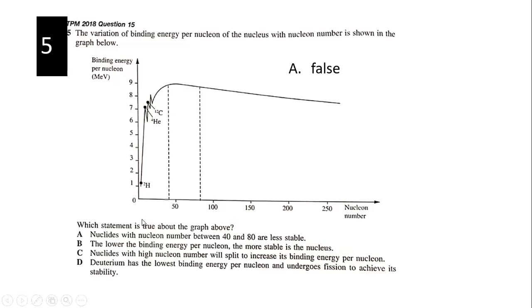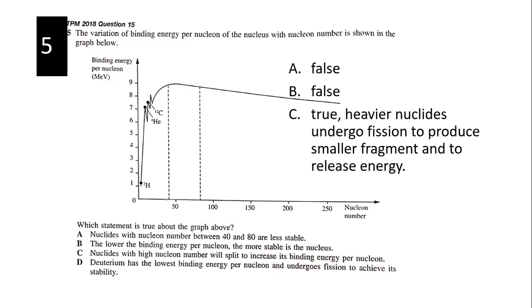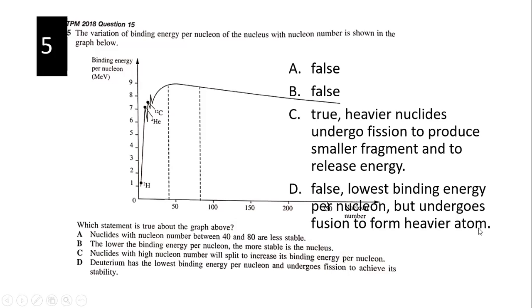Okay, A is false. Nuclide in this region should be stable. Higher binding energy per nucleon, the more stable, no? Right? Stable is up there. This one is less stable. B is false. Nuclide with high nucleon number will split to increase its binding energy per nucleon. That is correct. Deuterium, which is this one, has the lowest binding energy per nucleon and undergoes fission, not fission, fusion. Okay, good. C.